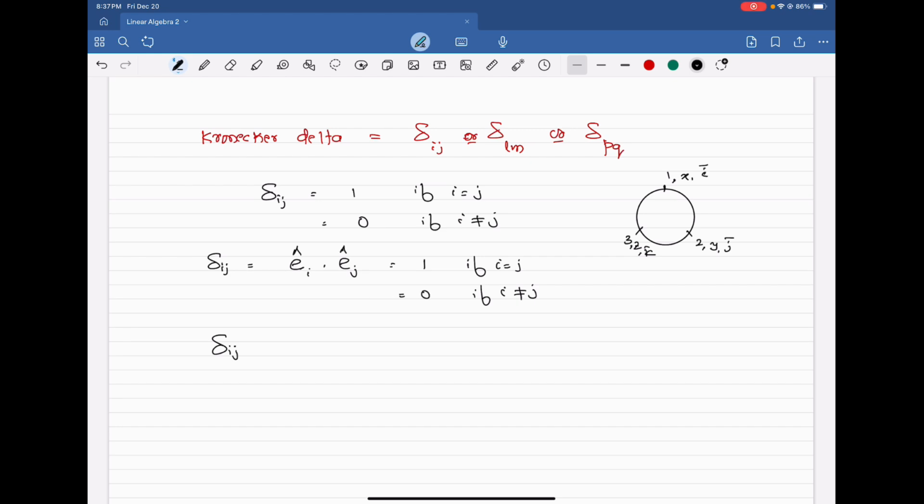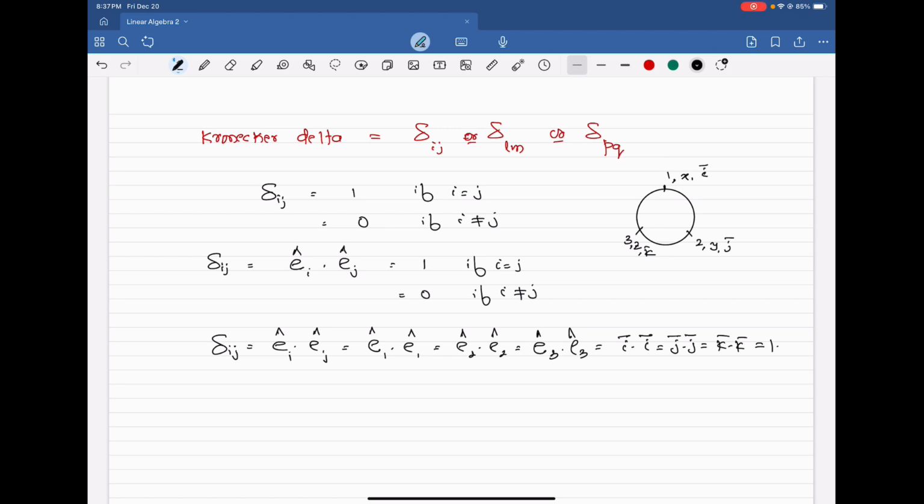My Kronecker delta, delta ij, is equal to the unit vector ei dot ej, which will become e1 dot e1, e2 dot e2, e3 dot e3. I can even call e1 the unit vector in the x direction, i. So i dot i is equal to j dot j is equal to k dot k is equal to 1.